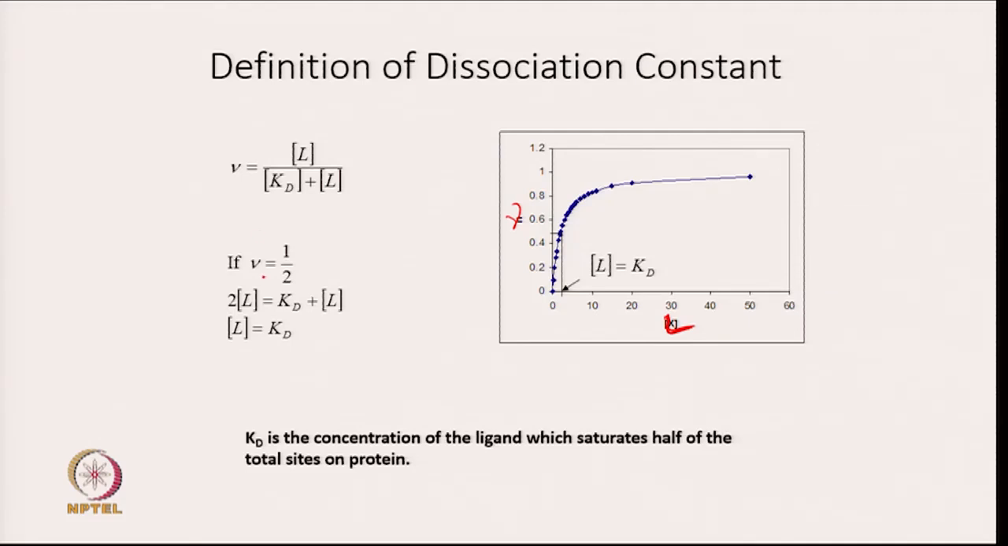And if I take nu equal to 1 by 2, I just put 1 by 2 is equal to L divided by Kd plus L, and so Kd plus L is equal to 2L. And if I take L this side, I get L is equal to Kd. What does that mean? Kd is equal to ligand concentration when the fraction of bound protein is 0.5.